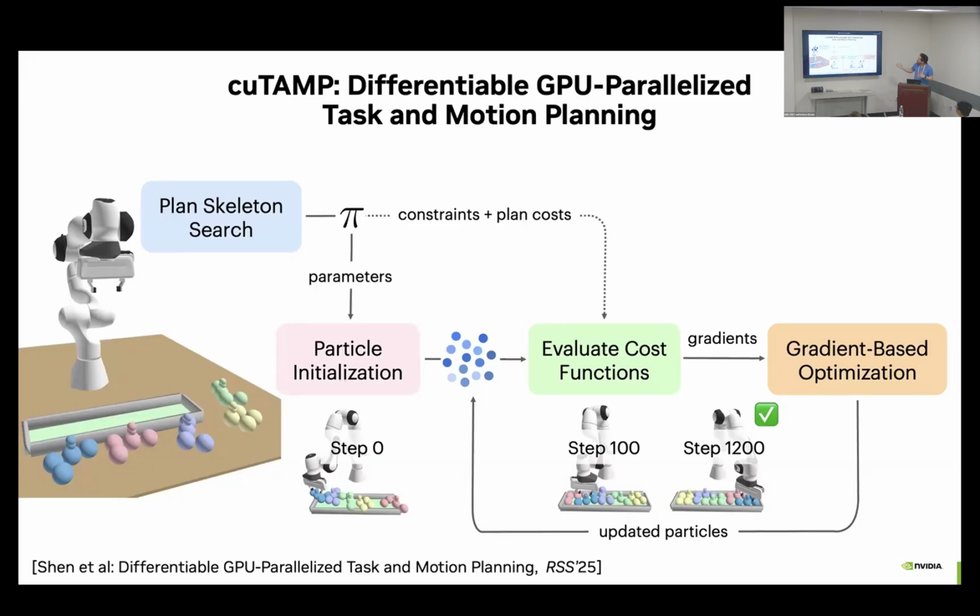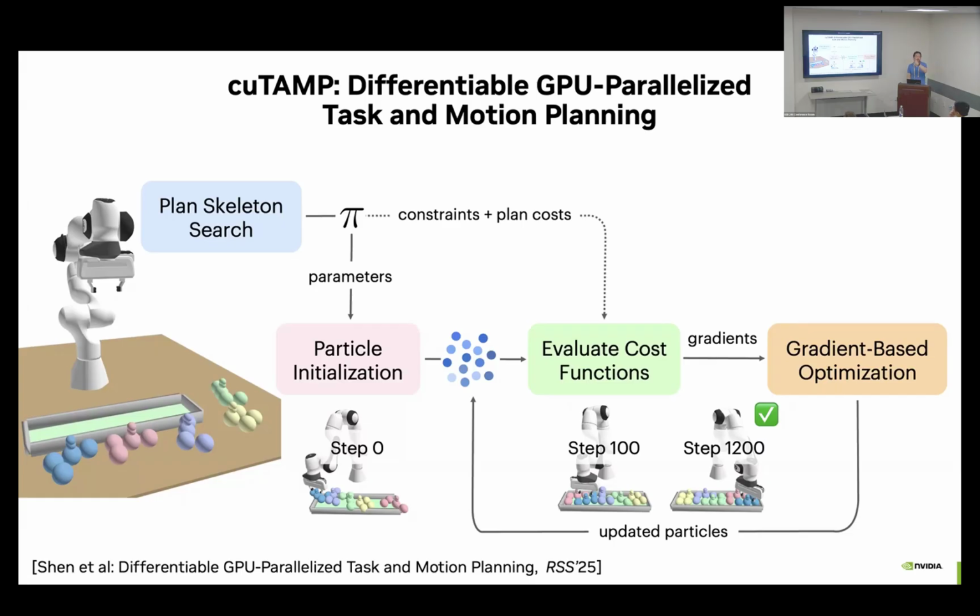You can apply some of these ideas to task and motion planning as well, and that's the work that we're going to show at RSS tomorrow, where we are doing task and motion planning. First step is we generate a plan skeleton with a bunch of possible plans. Each one is parameterized by continuous variables.